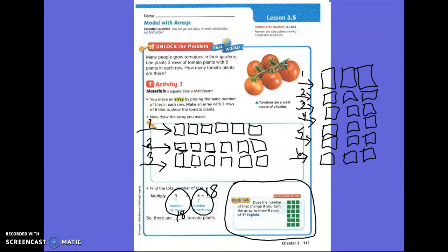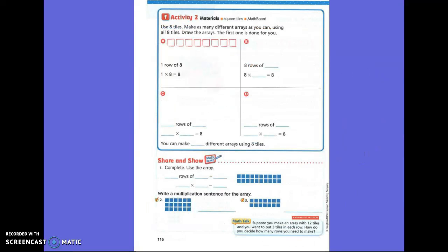Does the number of tiles change? Are there still 18 tiles there? Yes. Now look, all you did was basically flip it up. It's the same number. But guess what? This is not 3 times 6. This is actually 6 times 3, because there are 6 rows and 3 in each row. Technically, it's the commutative property. Okay, go to the next page.